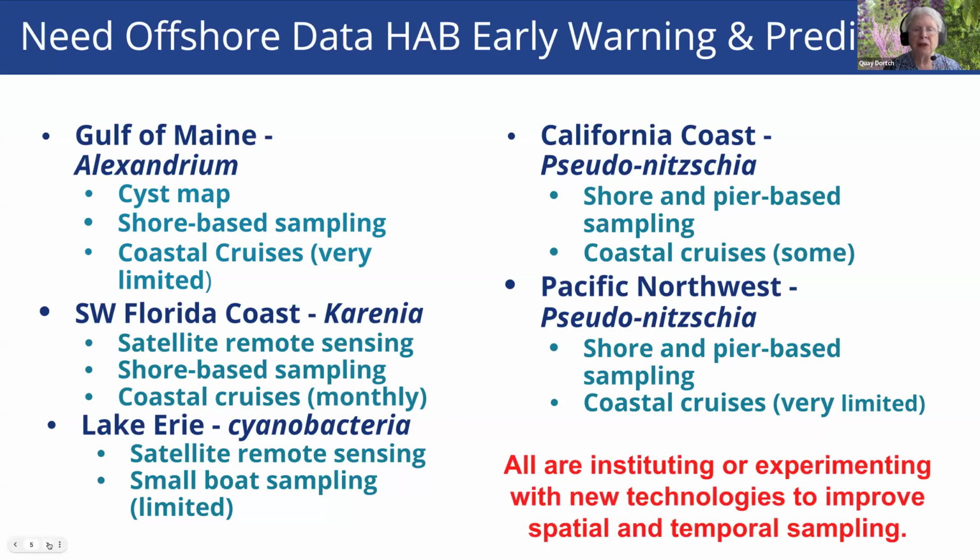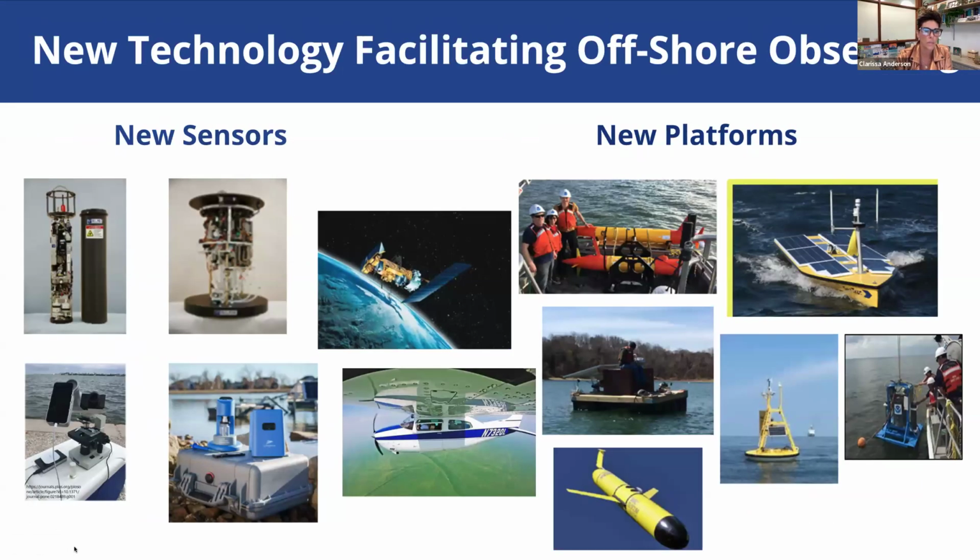As a result of this, all of these observing systems and many others are instituting or experimenting with new technologies to improve spatial and temporal sampling. There are many new sensors and new platforms, and it's basically been an explosion of technologies. These pictures are just a few of the new sensors and platforms that I picked out of the earlier NHABON webinars. Thank you to the earlier presenters for the use of their figures.